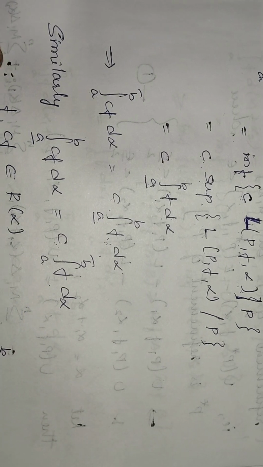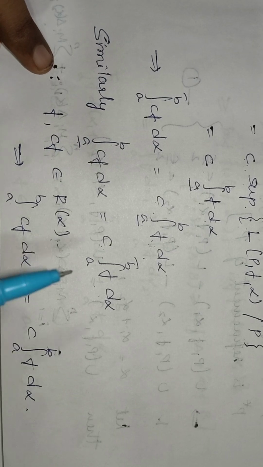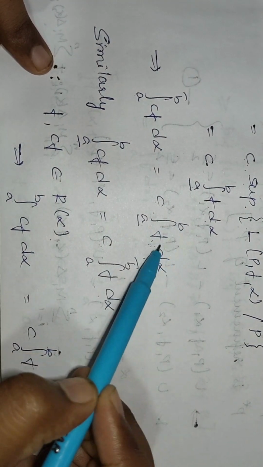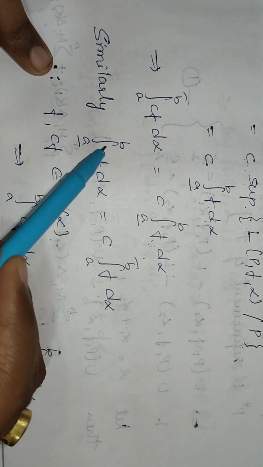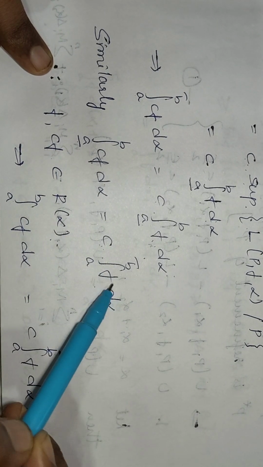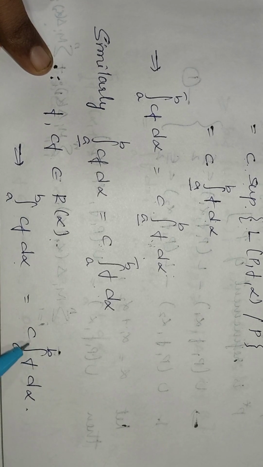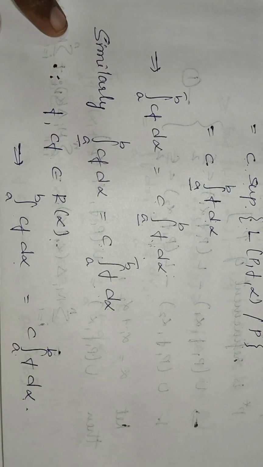Okay, and since we know that f and cf belong to R(alpha), I can have the integral. See, in place of this I have integral a to b f d alpha, and in place of this I have integral a to b cf d alpha. And here also in place of this I have integral a to b cf d alpha, and in place of this I have integral a to b f d alpha. So at last I have integral a to b cf d alpha is equal to c into integral a to b f d alpha. Okay, so this is all about the proof. Thank you.